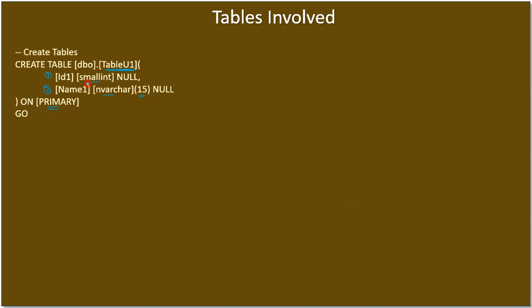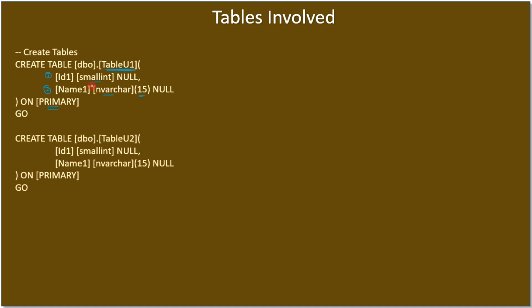their data types. I mean the data type is important, not even the column name. Data type, first column smallint, second one is nvarchar. This is what we are going to combine using the set operation. We have one more table called table U2 that also contains the same data types, smallint and nvarchar. The first table also contains nvarchar. Size is 15. Here also it is 15.